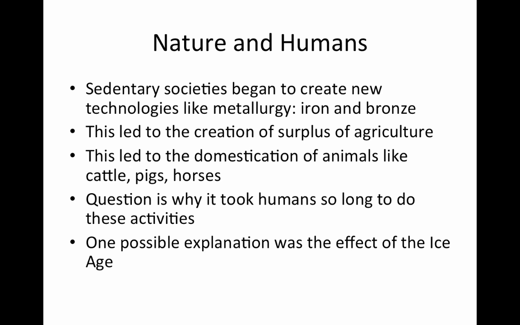Because human beings are settling down in these sedentary societies, they began to create new technologies like metallurgy, the ability to create by bringing together different minerals and metals, iron and bronze. This eventually led to the creation of a surplus of agriculture, and it allowed humans to domesticate animals like cattle, pigs, and horses. Now, one of the big questions is why it took humans so long to do this, and one possible explanation is the effect of the Ice Age itself.